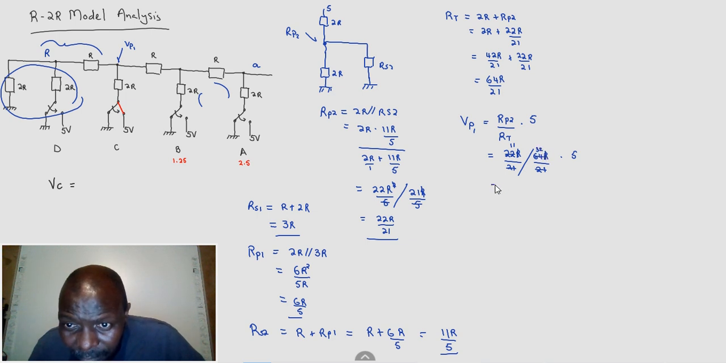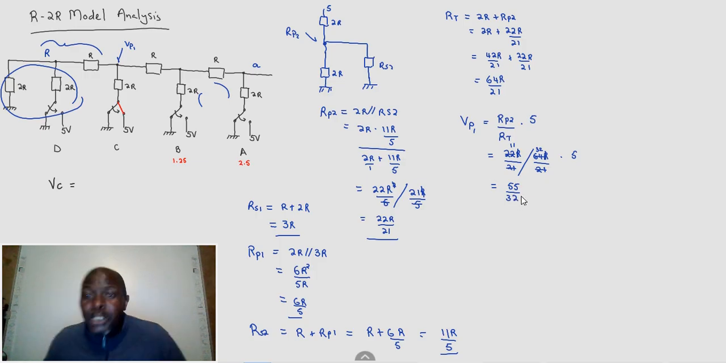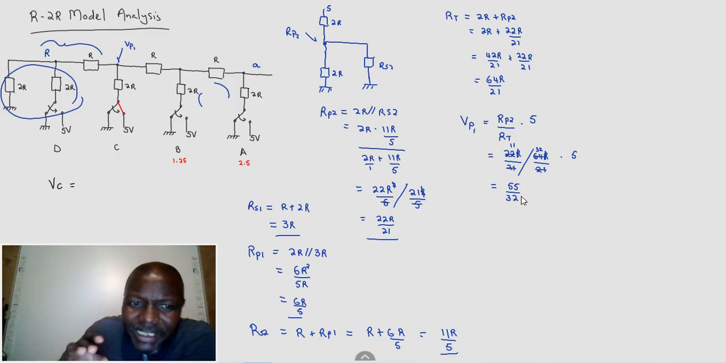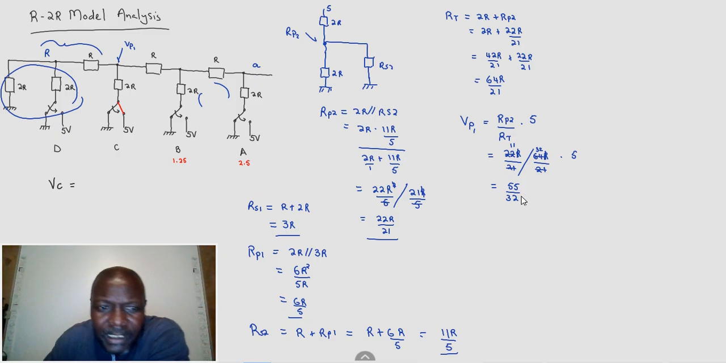And I will leave my voltage there as 11 times 5 is 55 over 32. Okay, so I will leave it as it is. I will not try to struggle with it. I will leave it as it is. When I connect the other fractions, it is going to make it simpler. I'm going to just do the final calculation.